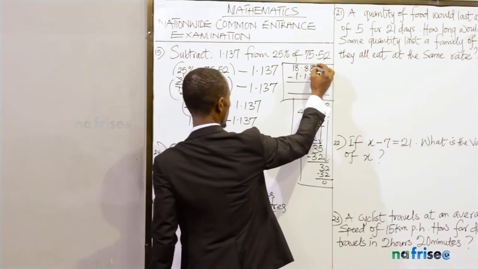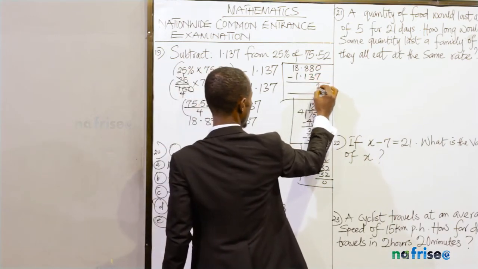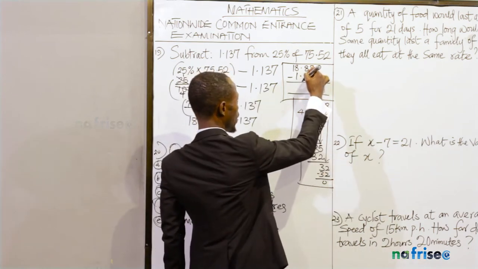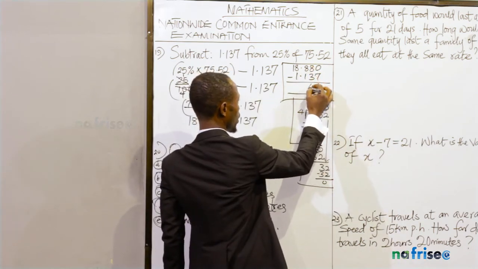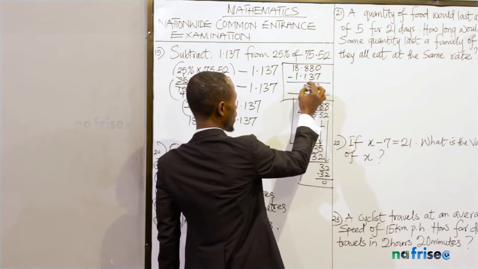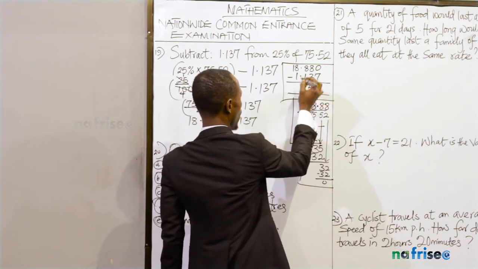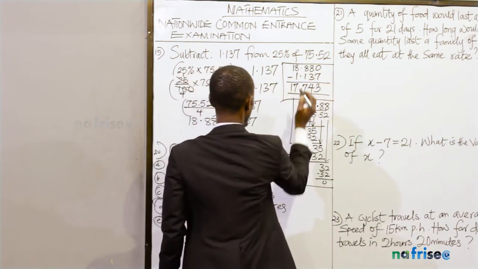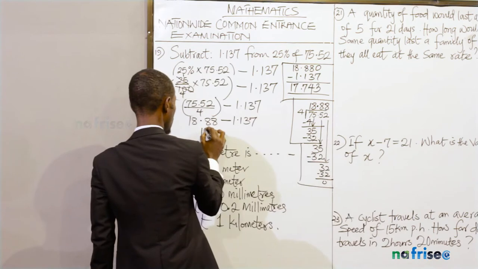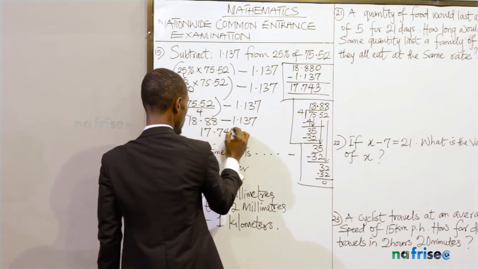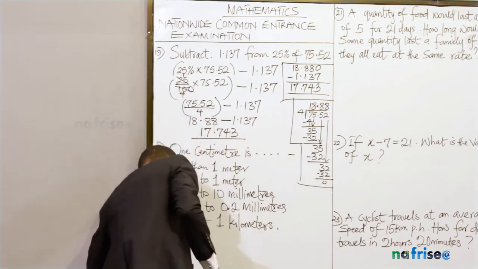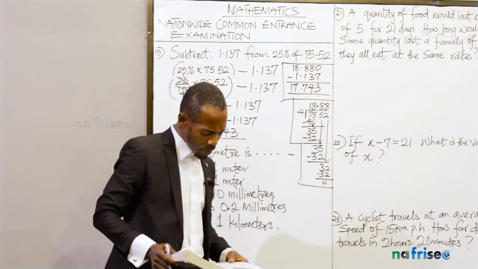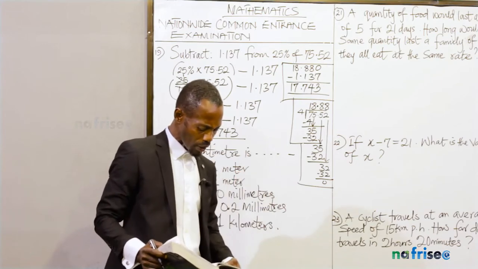So now we subtract. Add 1 here, that's 10. 10 minus 7 is 3. Agree? Now, here is no longer 8, but 7. 7 minus 3 is 4. 8 minus 1 is 7. Then 18 minus 1 gives us 17. So the answer to that question becomes 17.743. Since you're following me from home, you can join me in checking the answer to see.